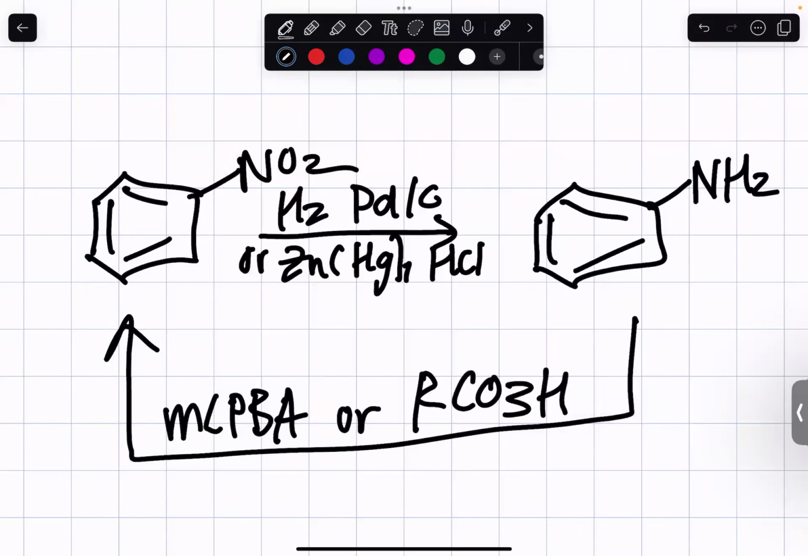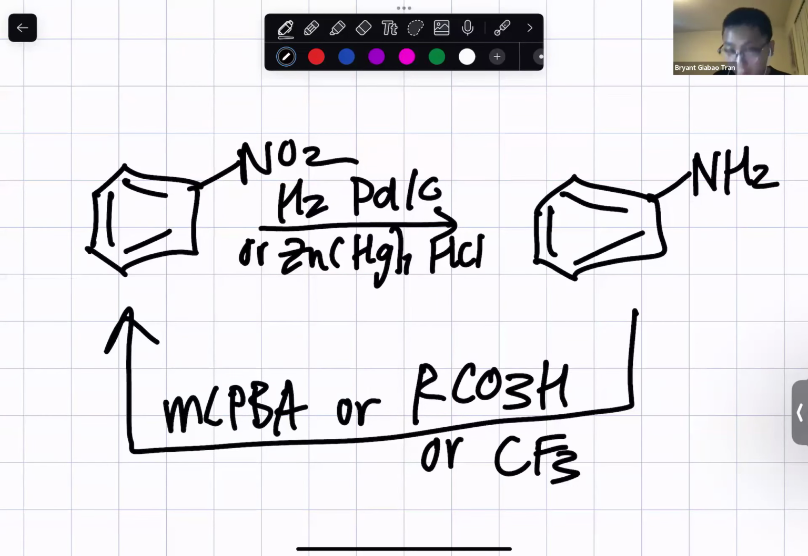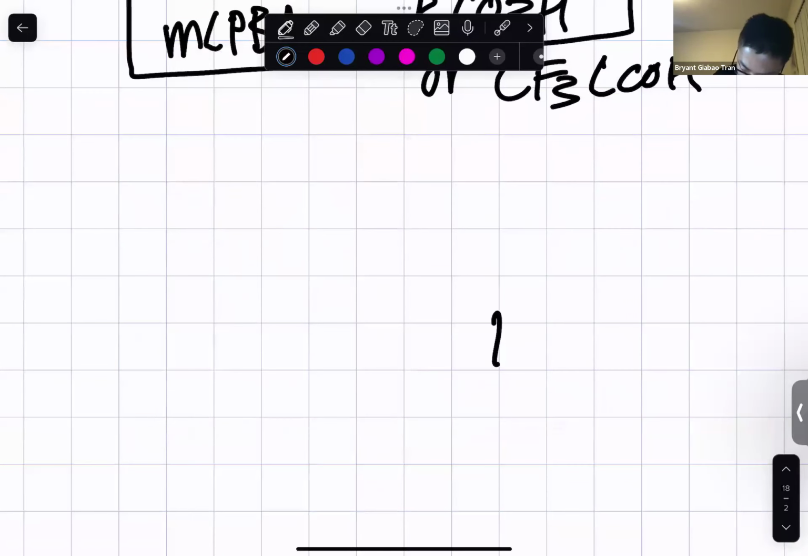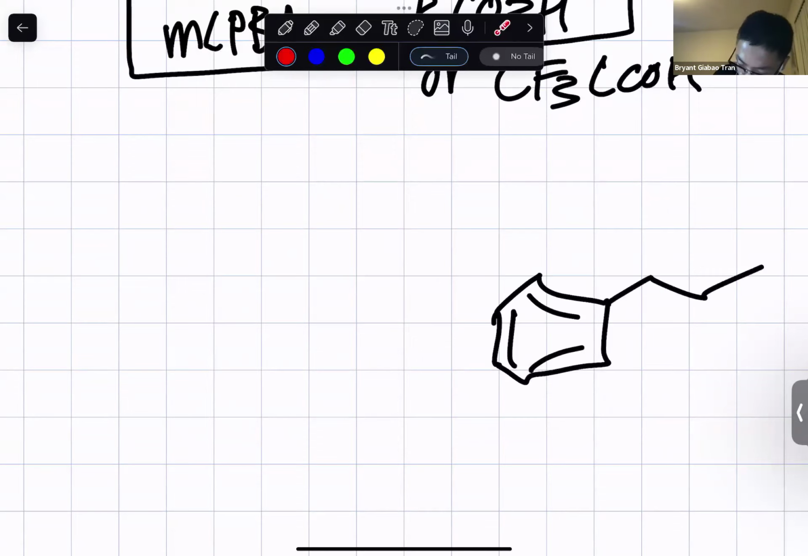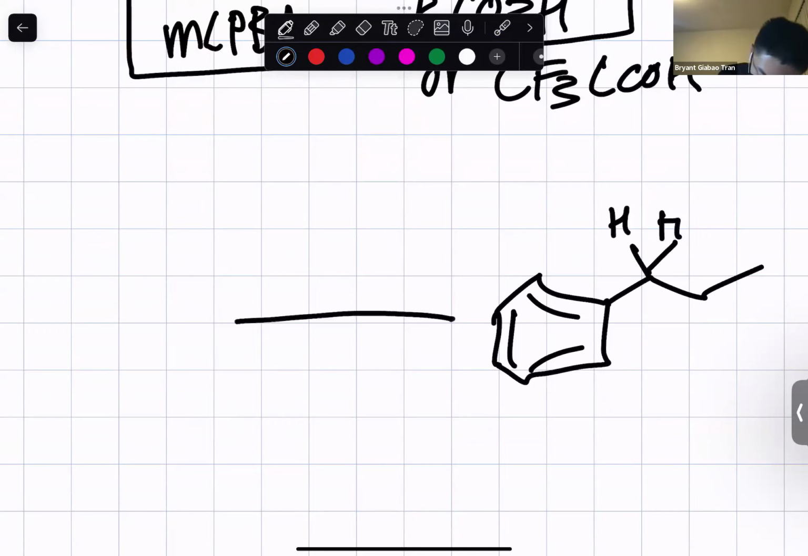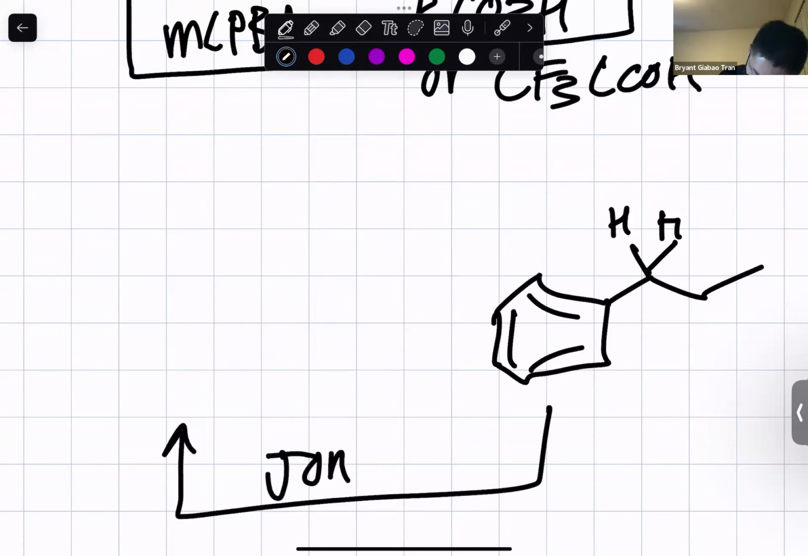So you can't use Jones for this? Yeah, you can't use Jones for this. Jones will oxidize something else. It would oxidize a benzylic carbon with 2 hydrogens. Right, let's go back here. Jones into the carbonyl, right?